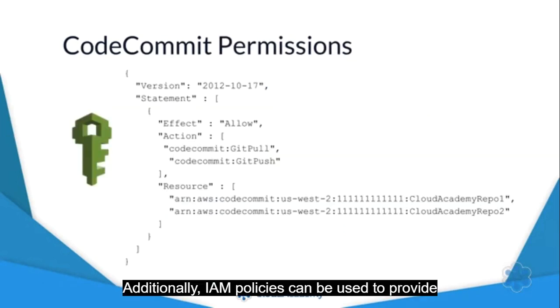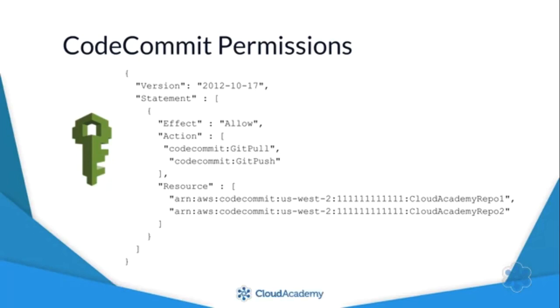Additionally, IAM policies can be used to provide fine-grained identity-based access to known repositories by name. For example, an IAM user who has the following attached policy will be allowed to perform equivalent git pull and push commands on the two repositories named Cloud Academy Repo 1 and Cloud Academy Repo 2.